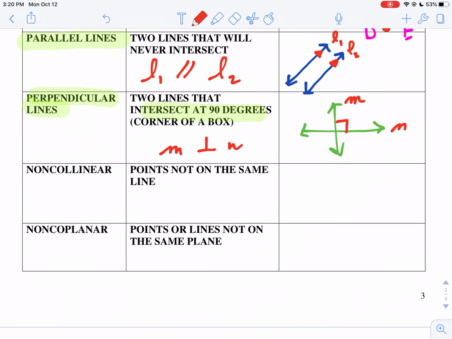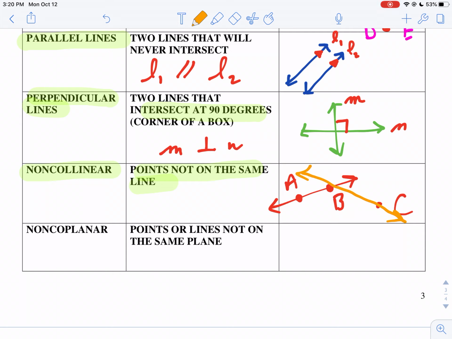Non-collinear. We already talked about collinear. Collinear points are on the same line. Non-collinear must be the opposite: points that are not on the same line. And again, I can just draw a line like this, and I could put point A and point B on the line, and I can put C outside of it. I could even draw a line right through B and C like this. So you'll see that you have two different lines. A and B are on the same line, C and B are on the same line, but A, B, C are not on the same line.